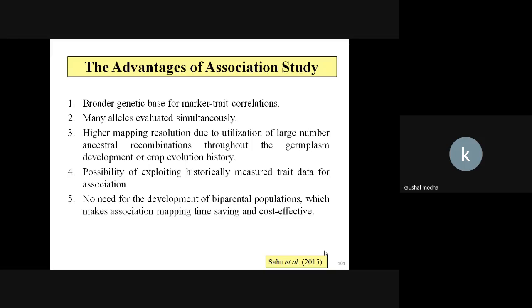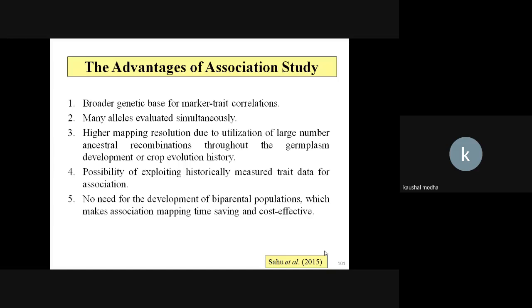When you genotype a germplasm panel, let us say 200 germplasm lines, for a particular polymorphism at a single marker locus, you will get multiple alleles. At a single locus in a diploid organism, there will be 2 alleles, but at the population level, there might be more than 2 alleles, like our blood groups, or self-incompatibility. So many alleles are evaluated simultaneously in association mapping. That gives better resolution and a better understanding of the trait-marker relationship.